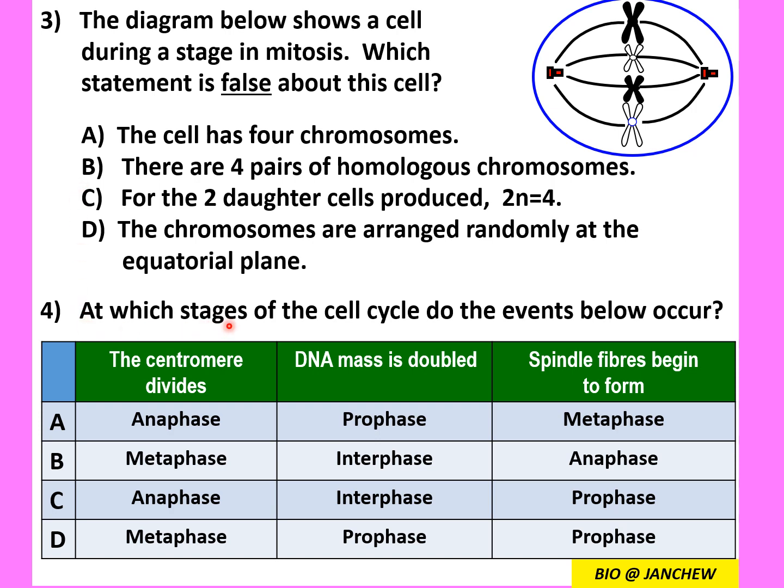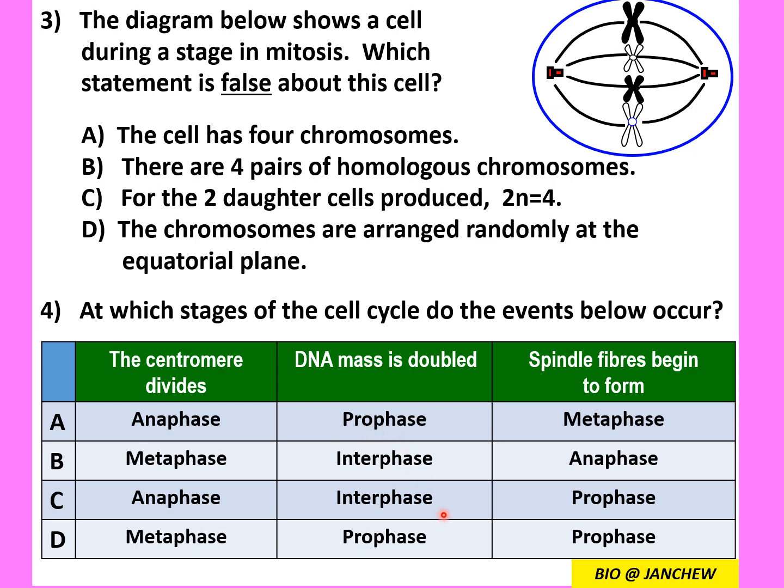Number 4, at which stages of the cell cycle do the following events occur? So, firstly, the centromere divides during which phase? Anaphase. Okay, so it can either be the first answer here, or C. But we go further down to this second event. DNA mass is doubled. Now the DNA mass is only doubled when the DNA replicates or the chromosomes duplicate. This occurs during the S phase of interphase. Okay, anaphase, interphase. So A is out, anaphase, prophase is wrong.